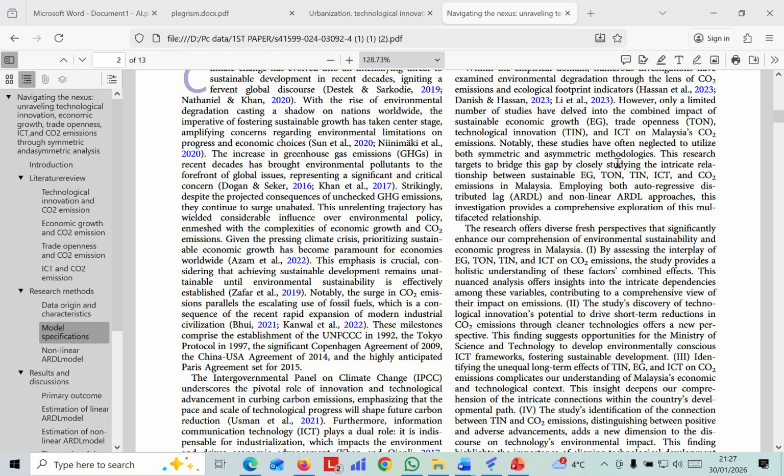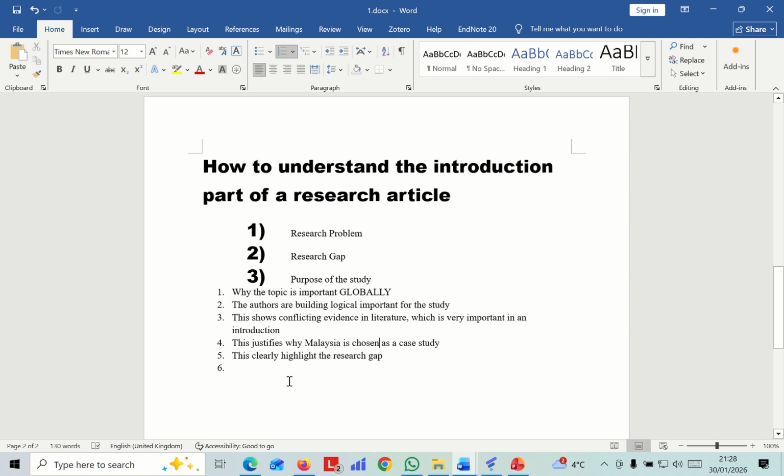After identifying the research gap, the author states the objective of the research. They aim to examine the relationship between economic growth, trade openness, technological innovation, ICT, and CO2 emission in Malaysia. They use ARDL symmetric analysis and NARDL asymmetric analysis, so both symmetric and asymmetric analyses are used. What is the key point of this area? This tells us what the study does differently.